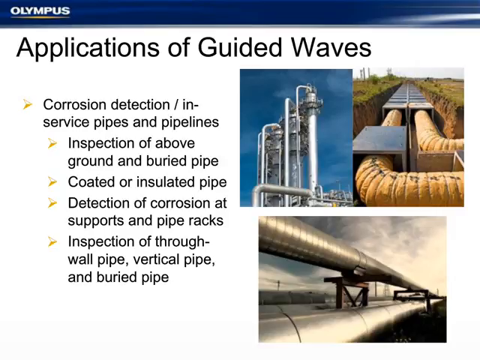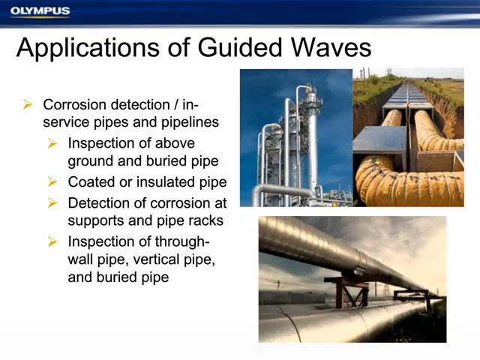Corrosion at supports and pipe racks. We're able to shoot down a length of pipe and see if there's corrosion at the supports without removing the supports. And then obviously through-wall pipe, vertical pipe, more of the mechanically hard to get to. We don't want to put up a lot of scaffolding in order to do other types of NDT. We can actually screen from the bottom of, say, a vertical pipe and shoot up the pipe and get a general corrosion screening.